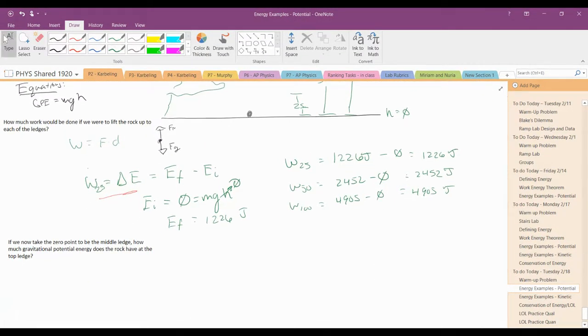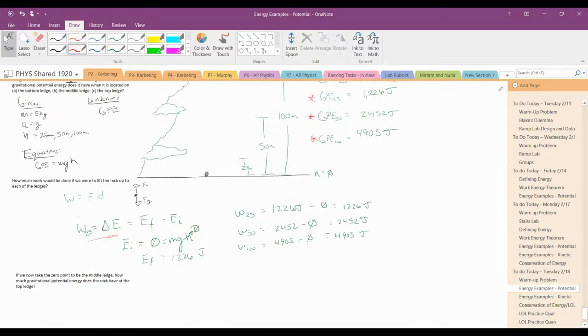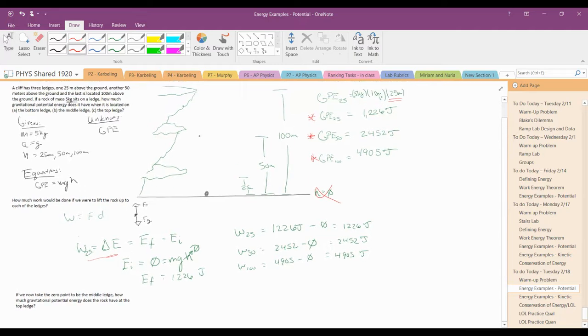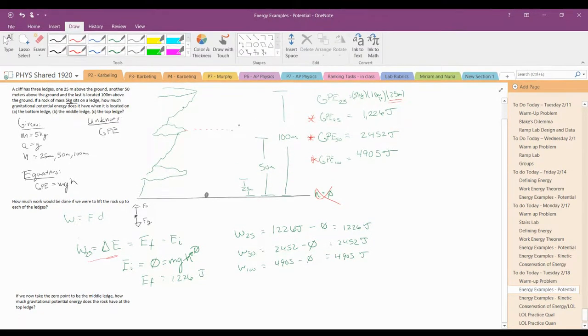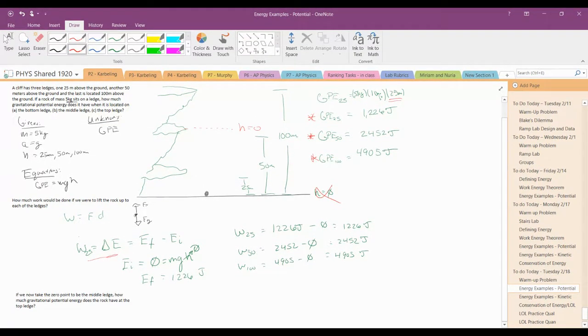So say we were to now take the middle ledge here to be the 0 point. So instead of this being 0 down at the bottom, let's take our middle ledge to be h equals 0. How much gravitational potential energy do we then have at the top ledge?